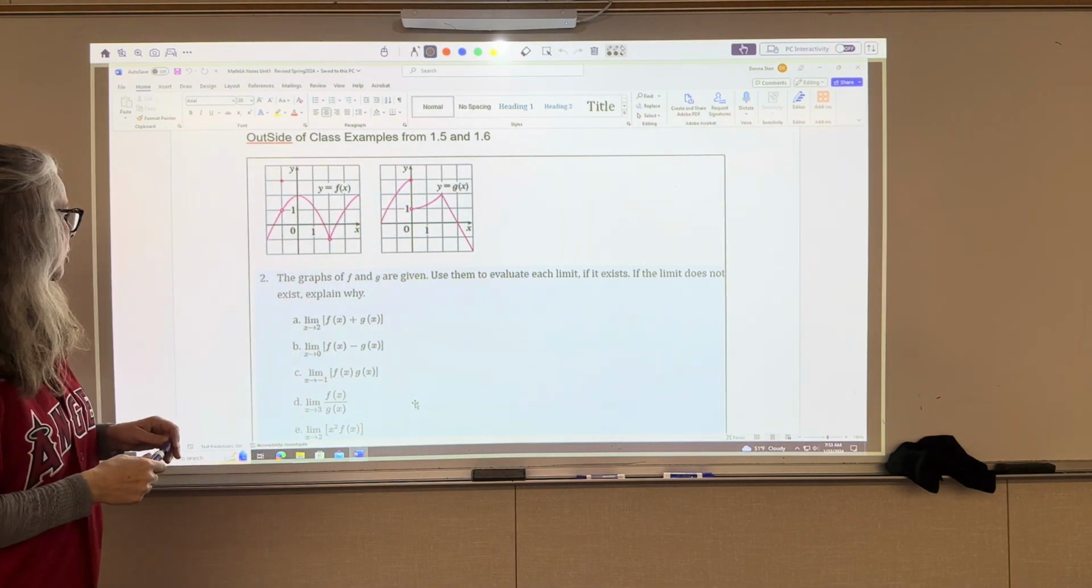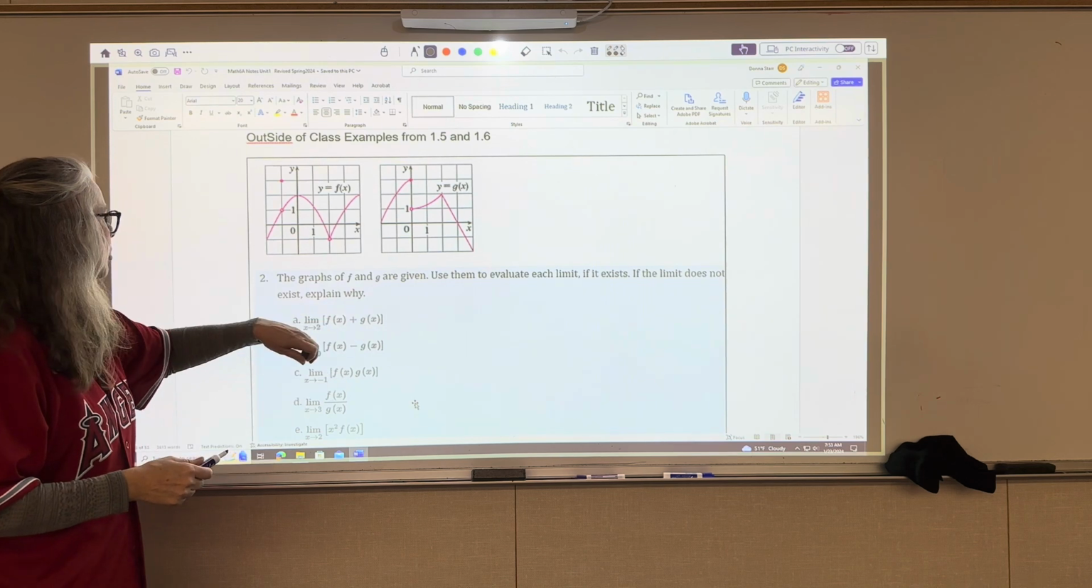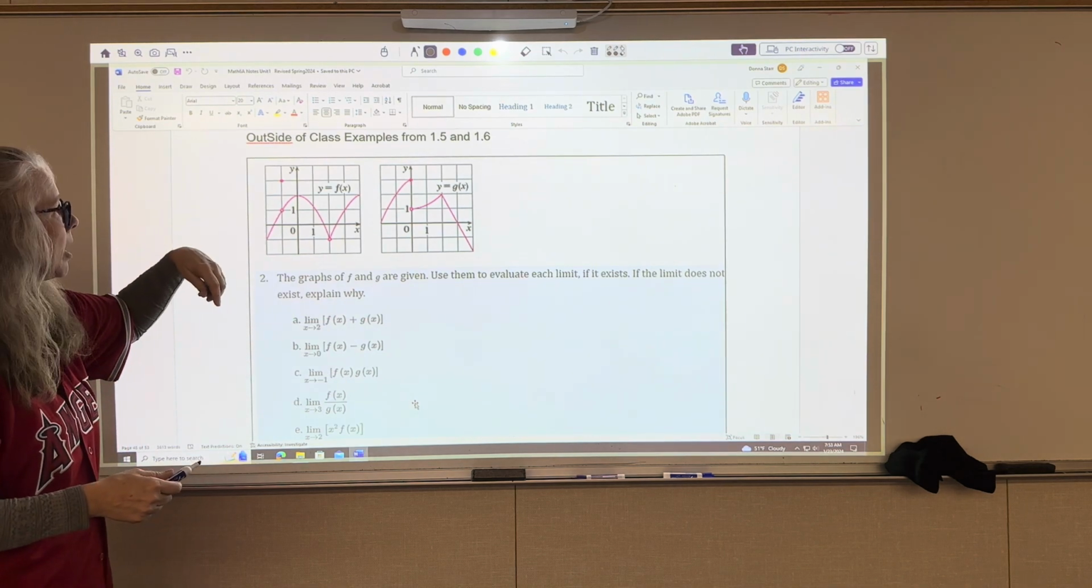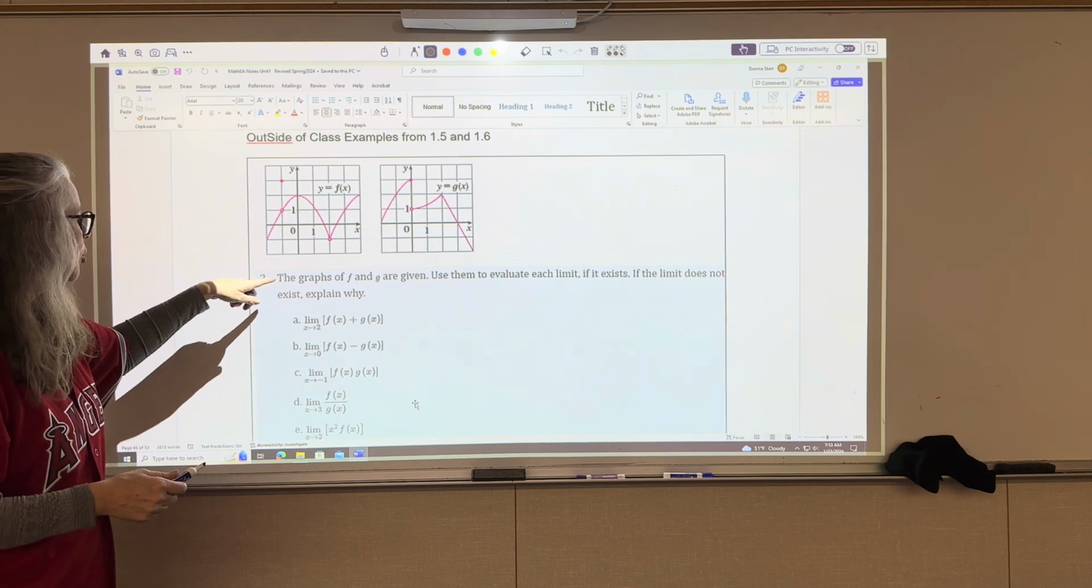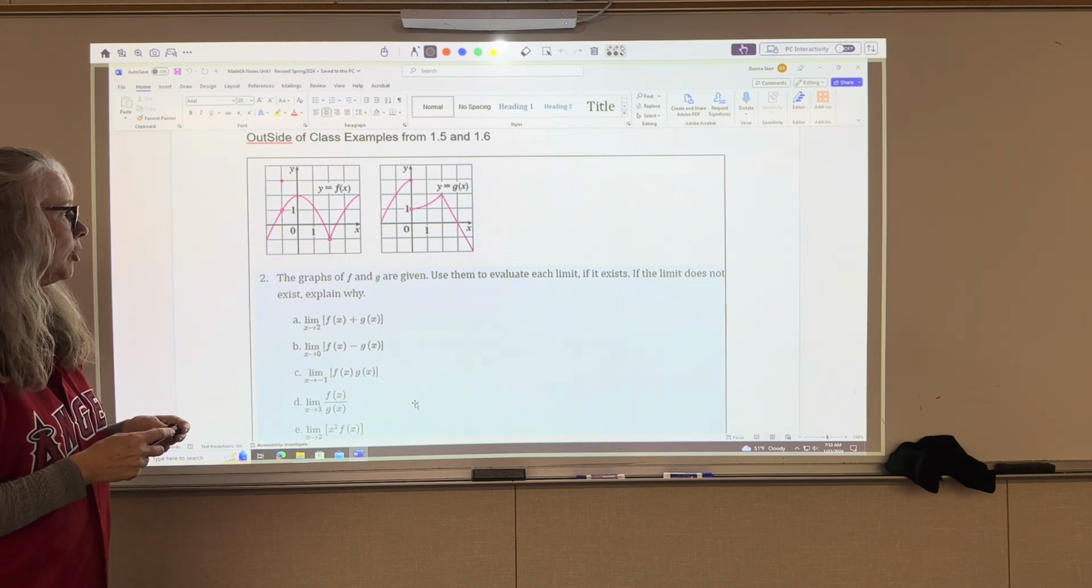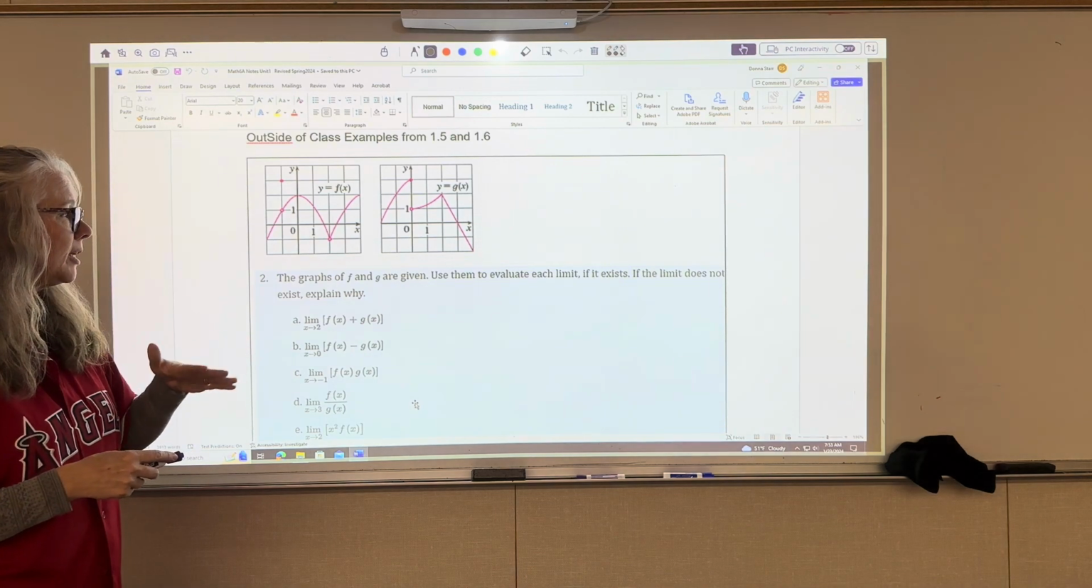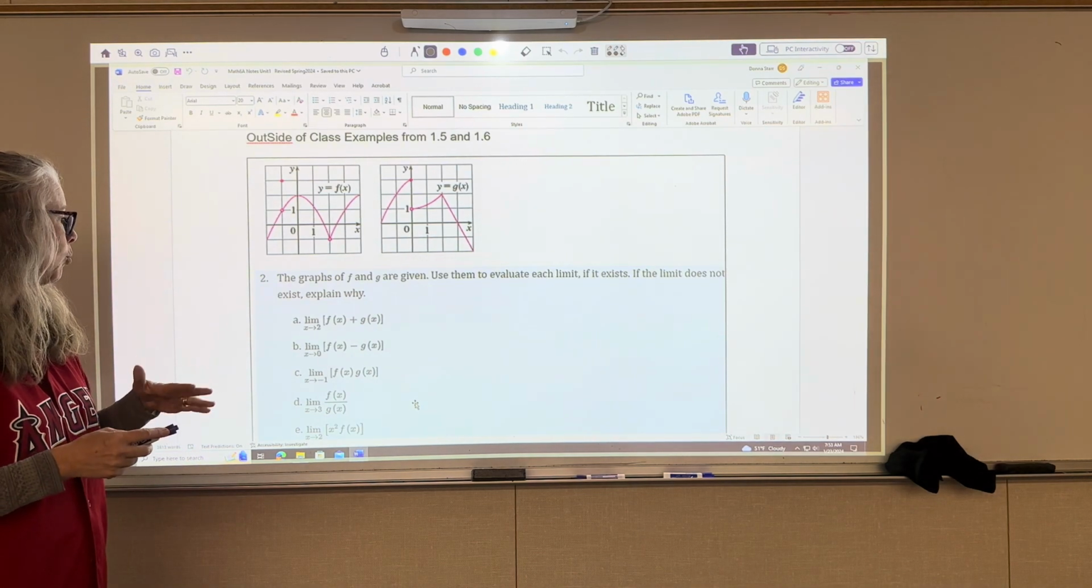Hopefully there is enough time to do this one. So this one is more outside of class, examples 1.5 and 1.6. It says, problem 2, the graphs of f and g are given, use them to evaluate each limit if it exists. If it does not exist, explain why.